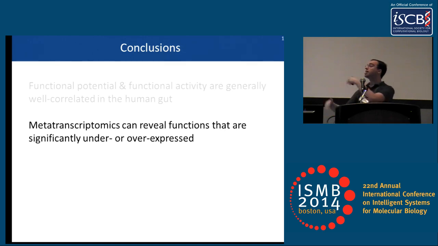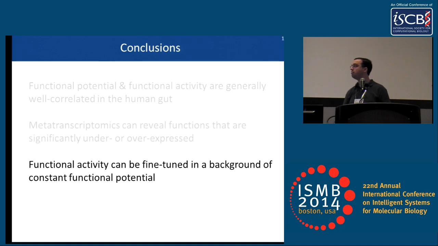However, there are these second-order effects of things that are more abundant at the RNA level or less abundant at the RNA level than you would have predicted based on DNA alone. Tetracycline resistance was a great example of that, where here's this function that we can see consistently across individuals at a relatively low metagenomic abundance, but it's being really highly upregulated. And lastly, we saw that functional activity could be fine-tuned in a background of constant functional potential. As we go from person to person, we saw very similar composition in terms of what functions they actually had; the potential was well conserved, but we see this fine-tuning, where some people are doing some functions a little more and some a little less.